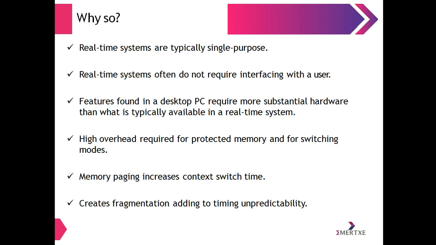The real-time systems are typically single purpose. Real-time systems often do not require interfacing with the user. Features found in a desktop PC require more substantial hardware than what is typically available in a real-time system, which we have already discussed. And high overhead is required for protected memory and for switching modes, because we need to have switching modes. Memory paging increases the context switch time and creates fragmentation, adding to timing unpredictability.